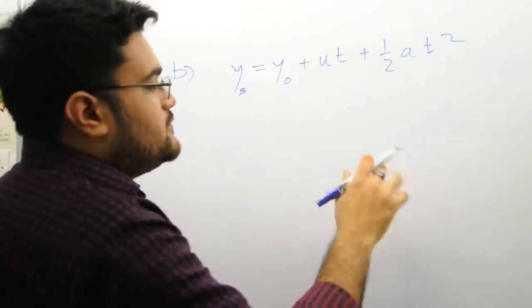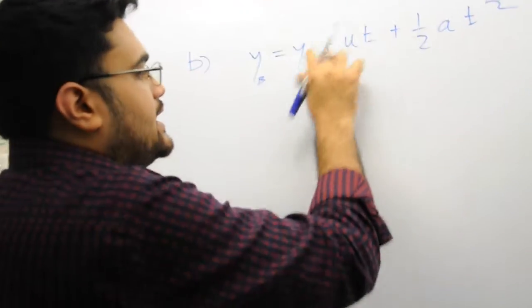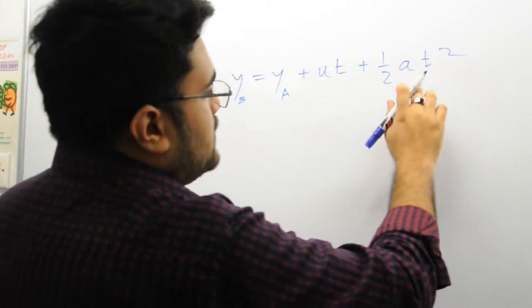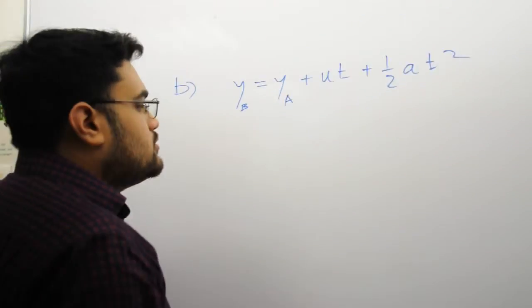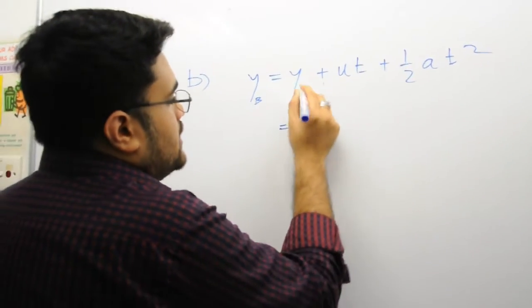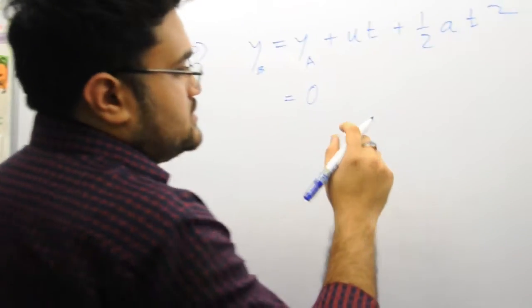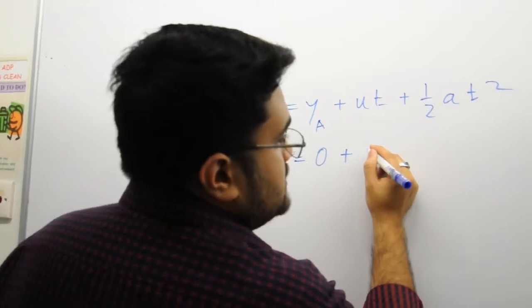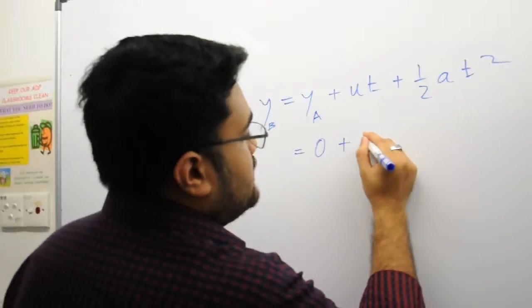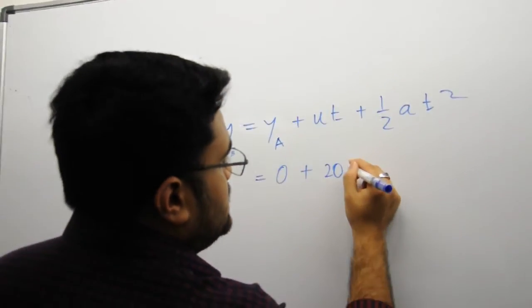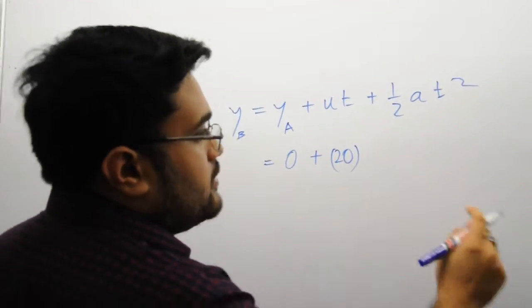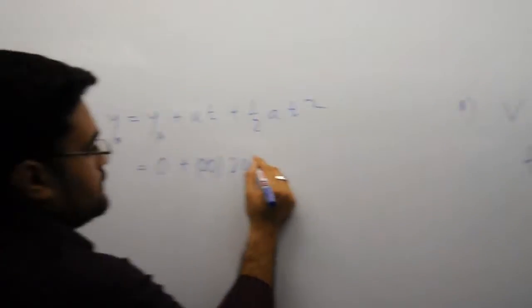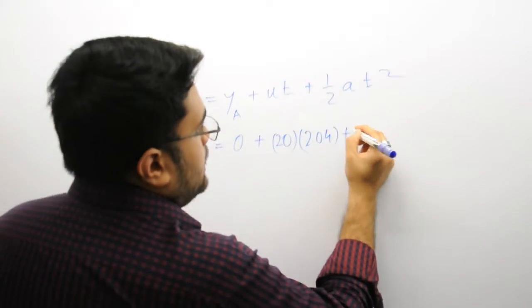Y0 is the initial position where the stone is thrown, that is point A. And U is the initial velocity, T is time, and A is acceleration due to gravity. We all know that. So here YA is 0, since this is the point where the stone was thrown from. U is the initial velocity, which is 20. Time is the time we found from the previous question, which is 2.04.